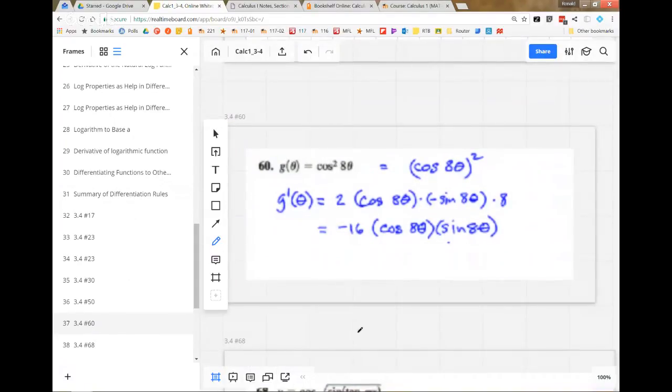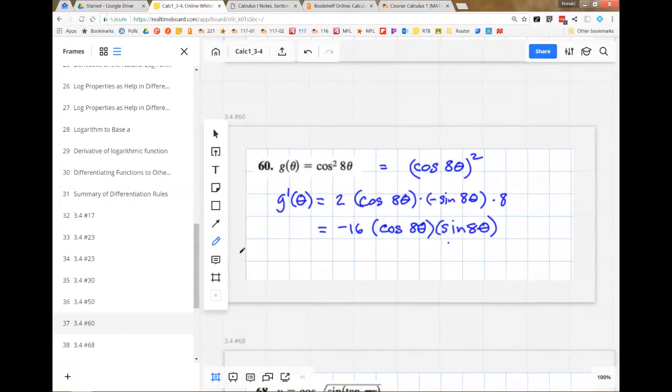Number 60. Okay, cosine squared of 8 theta. So that really means the cosine of 8 theta times itself squared. So when you take the derivative, you would first use the power rule. The 2 would come down in front times the base, cosine 8 theta.